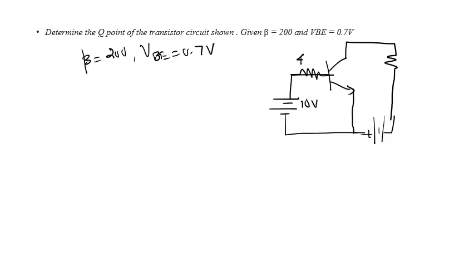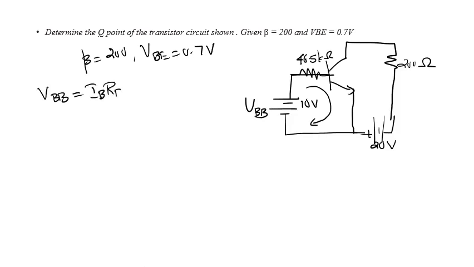This is 46.5 kilo ohm, and this is 200 ohm. This voltage is 20 volt. Okay, since other things are not given, you have to use the input loop in the circuit. So in the input loop, this is my VBB. So VBB equal to IB into RB plus VBE.